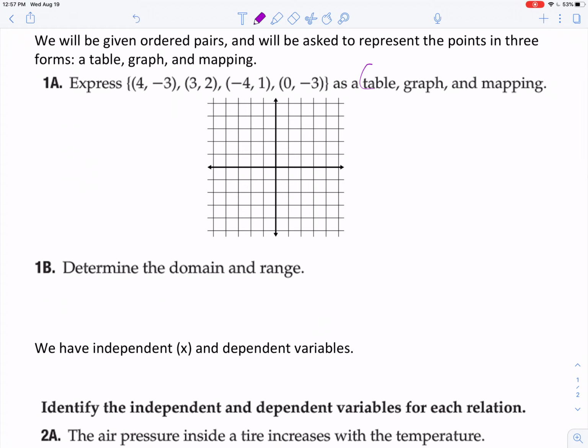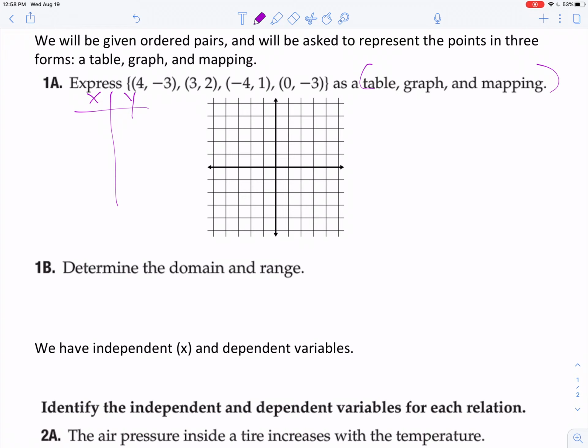But we have basically three different ways we're going to try and represent data, and it's going to be by a table, graph, and mapping. So let's start with a table. For a table, I'm going to create a table with x's on the left, y's on the right. So for the information they give me, I'm just going to write the x's on the left and the y's on the right. It's as easy as that.